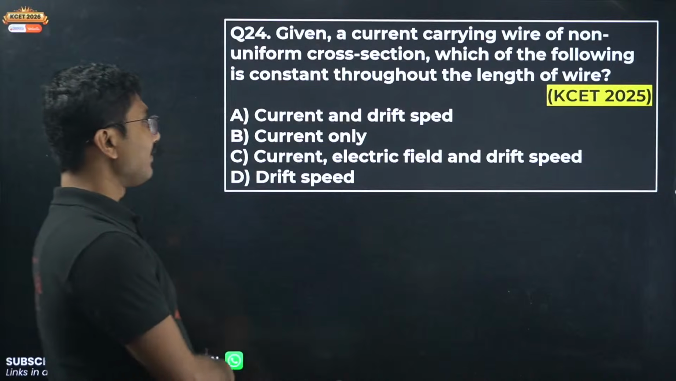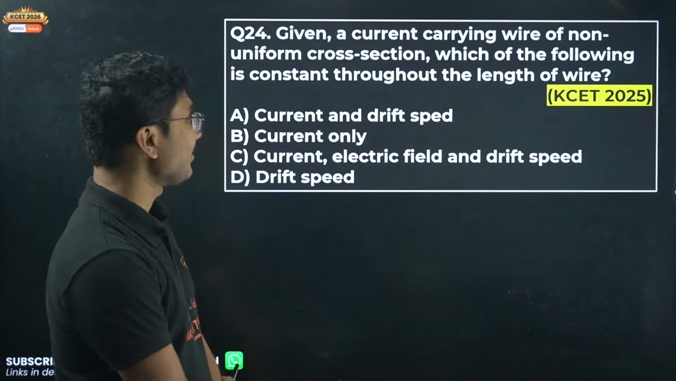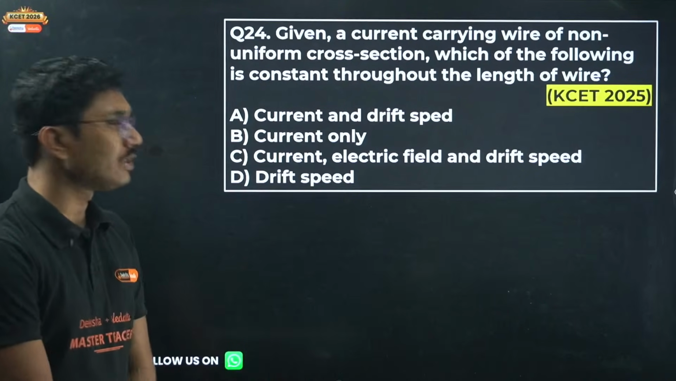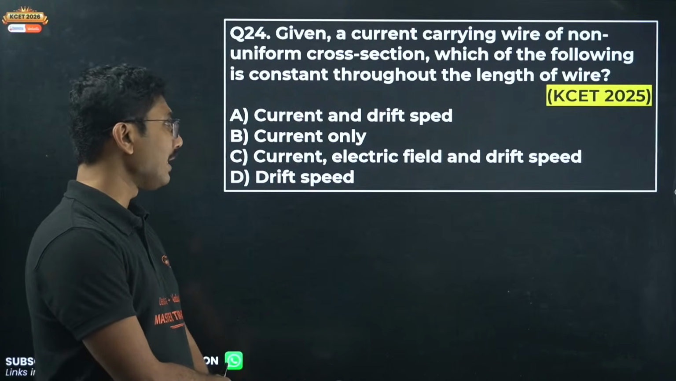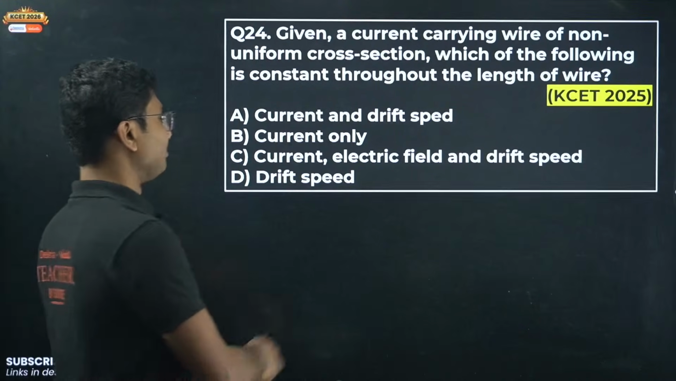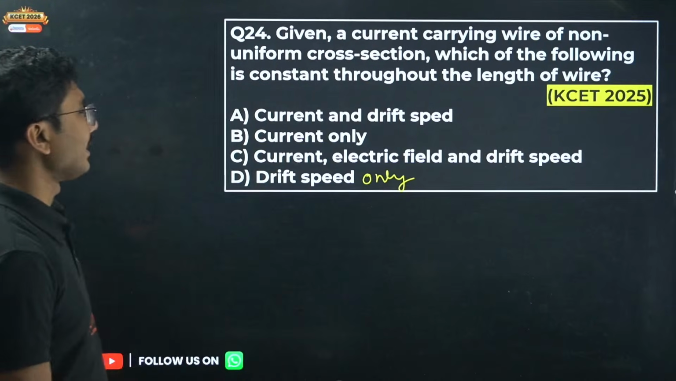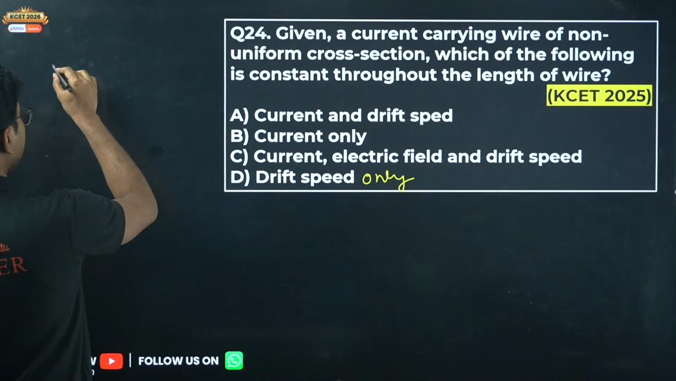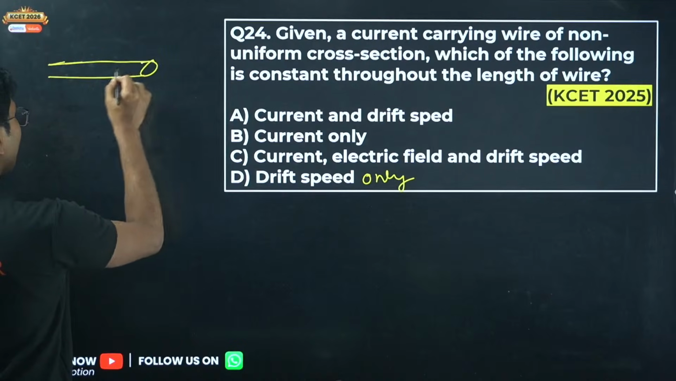Next, given a current carrying wire of non-uniform cross section, which of the following is constant throughout the length of the wire? Current and drift speed, current only, current, electric field and drift speed only. Okay, which one is current? Given a current carrying wire of non-uniform cross section. Non-uniform cross section means, suppose this is a wire. Normally uniform cross section means this is a uniform cross section.